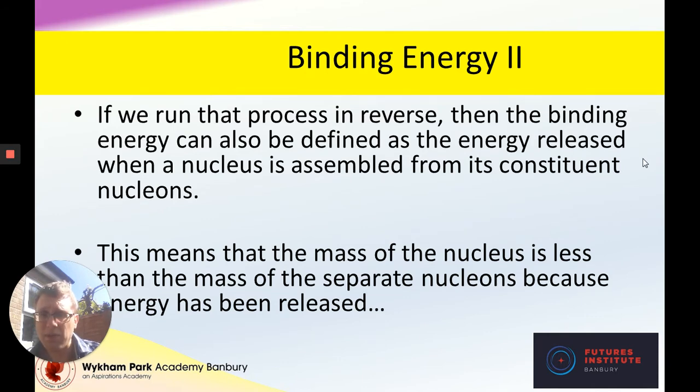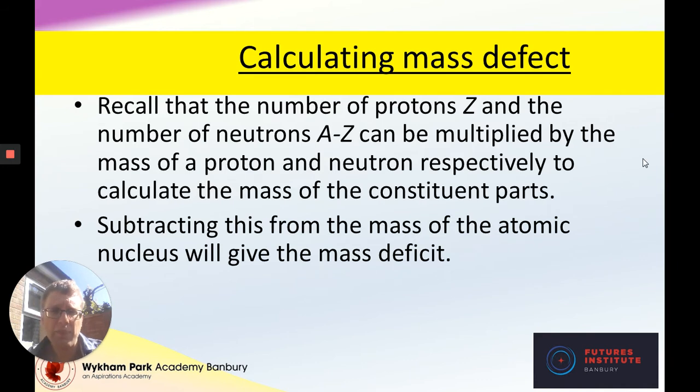You can do it the other way around. If I put these things together, some energy will be given out. So one of the things we care about is this idea of a mass defect. What is the missing mass that has occurred when I put these protons and neutrons together? And if we have the mass defect, E equals mc squared, we can work out the binding energy.